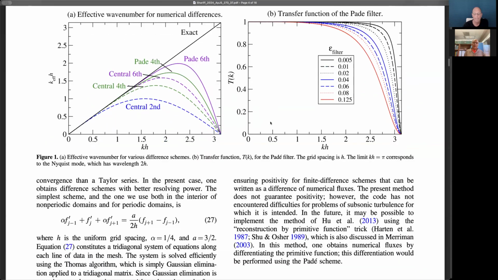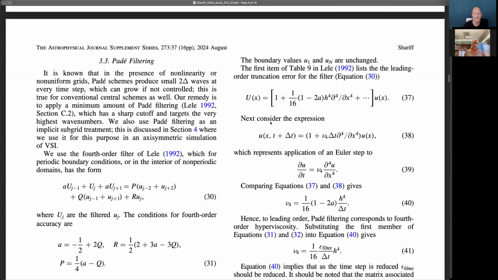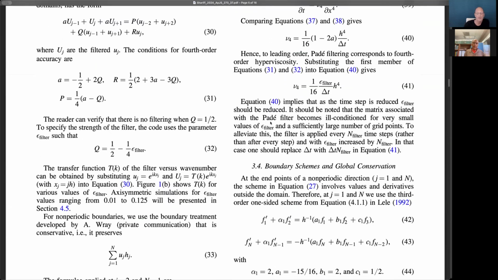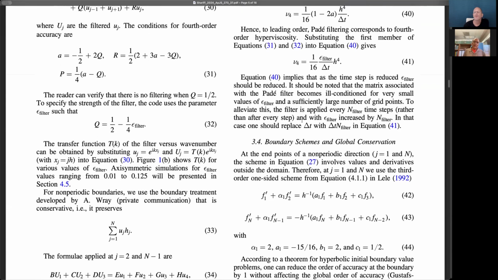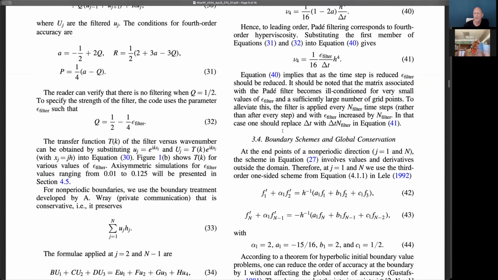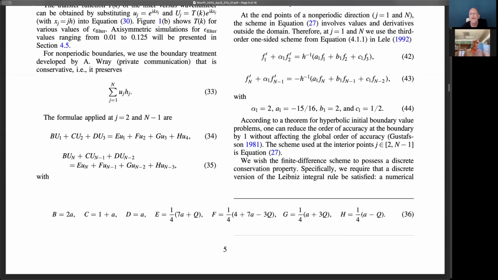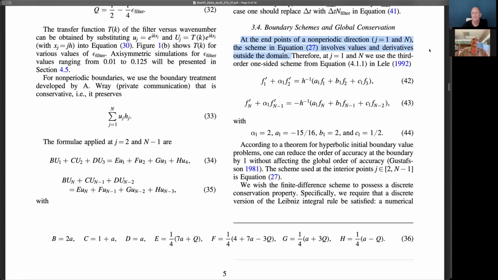Okay, so let's just continue on. There's our filtering, which you kind of covered. Boundary conditions. I want to talk a little bit about boundary schemes and global conservation. The important point that I want to make is that the Pencil Code is a finite difference scheme, but most other codes, the ones that use good enough schemes, use flux differencing. So they reconstruct a flux and then they take a difference.